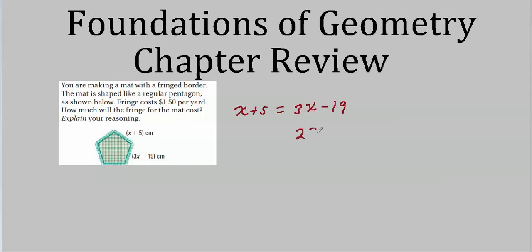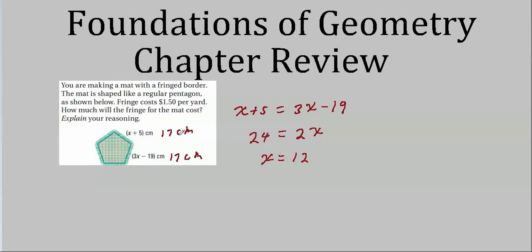We can subtract x from each side here, add 19 to each side here, and get that 2x equals 24, x equals 12. Let's substitute and make sure that makes sense. If x was 12 here, we'd get 17 centimeters. If x was 12 here, we'd get 36 minus 19, which I'm pretty sure is 17 centimeters also. There we go. So x does equal 12.